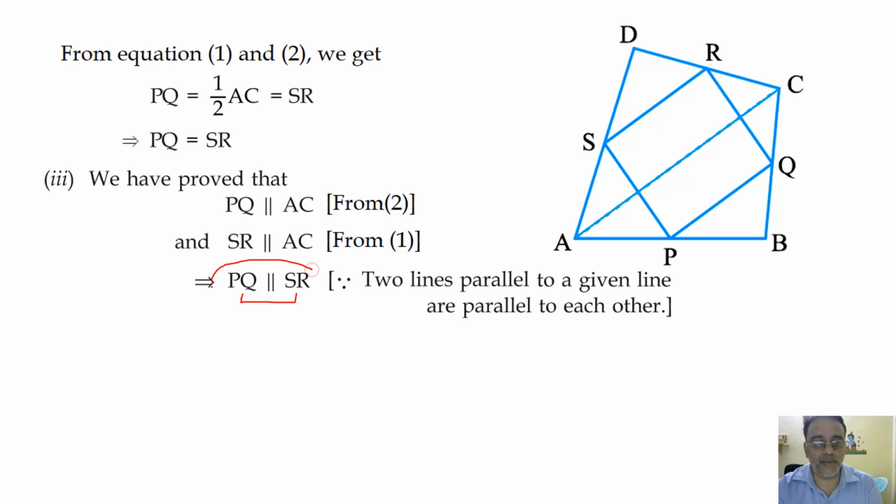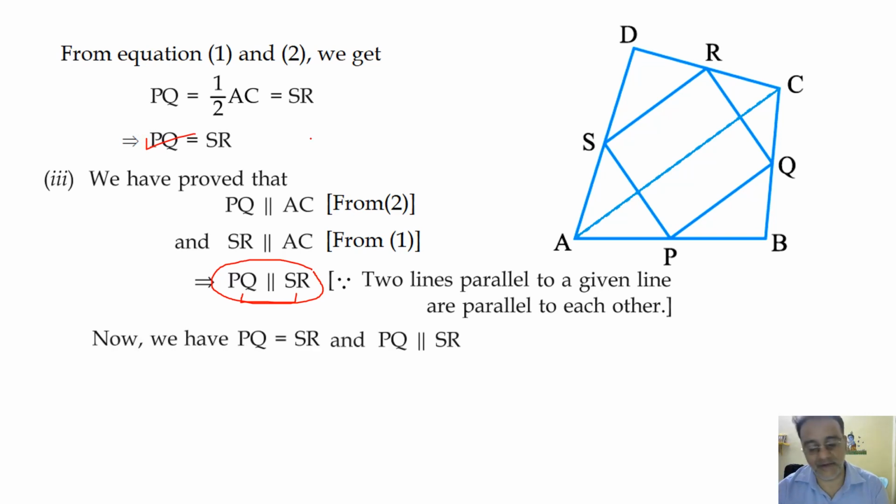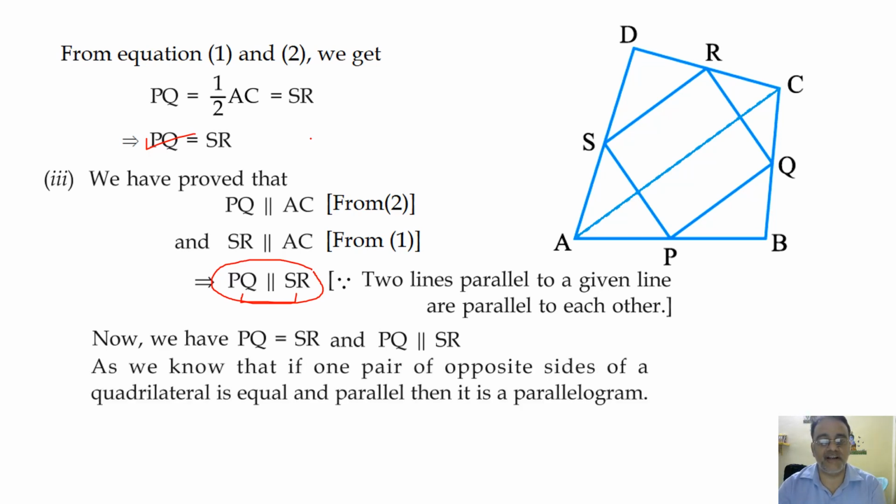So one pair of opposite sides is parallel and equal. So therefore PQRS is a parallelogram. Why? Because if one pair of opposite sides of a quadrilateral is equal and parallel, then it is a parallelogram. Any doubt in this question? No, sir. Okay.